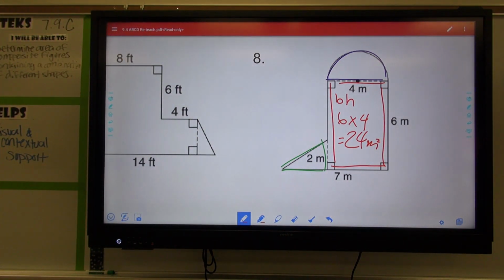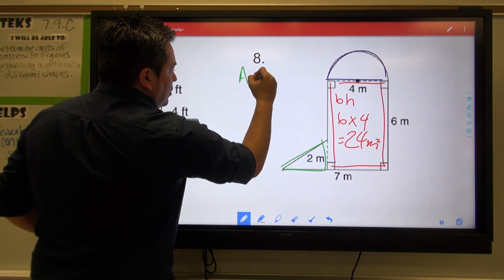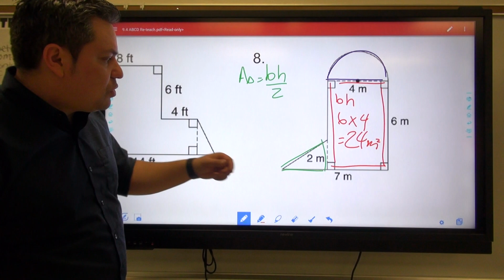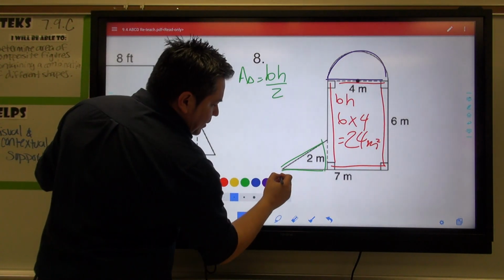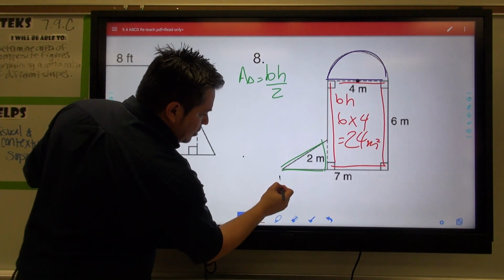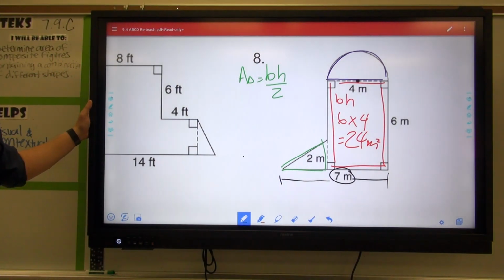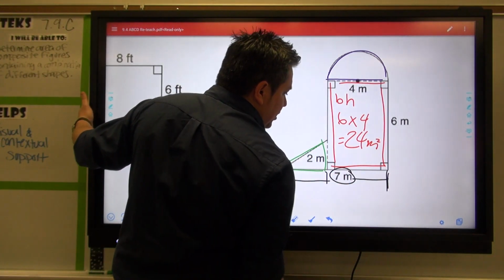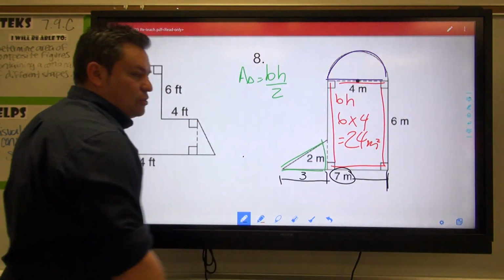For the triangle, what was the formula for the triangle? Base times height divided by 2. BH divided by 2. Now let's look at this. What numbers do I know? Do I know the base and the height? No, the height. So this distance is 7. Everybody agree? Now from here to here is going to be the difference between 7 and 4. So this right here is 3.